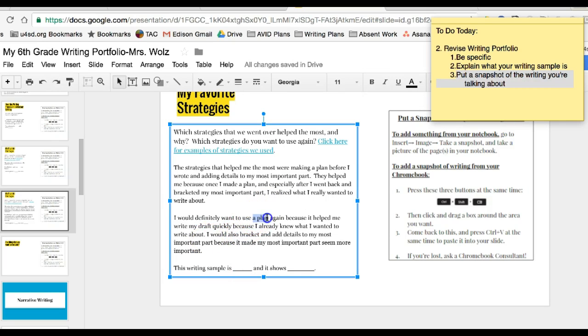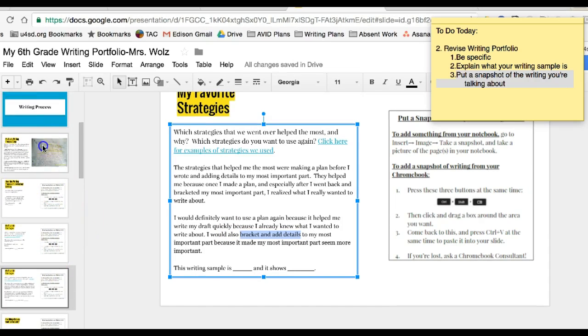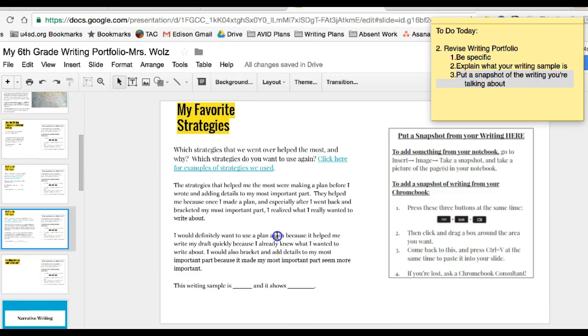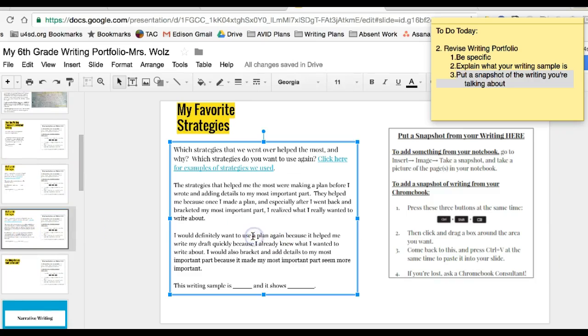So the two things I talked about were the plan that I made before I wrote, and also bracketing off my most important details. I already put in my revisions, like adding those details to my most important part. So I think what I want to make the snapshot of is my actual plan, the outline I made before I wrote. That's going to take care of number 3, and it's going to help me with number 2. So I'm going to do that.